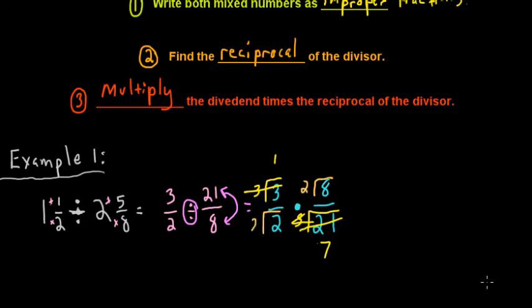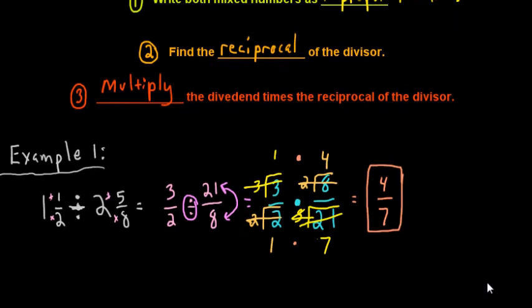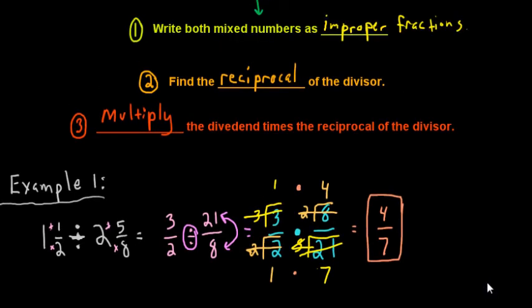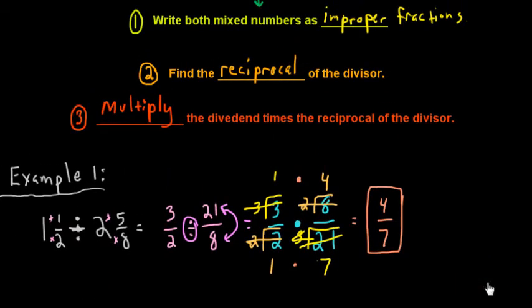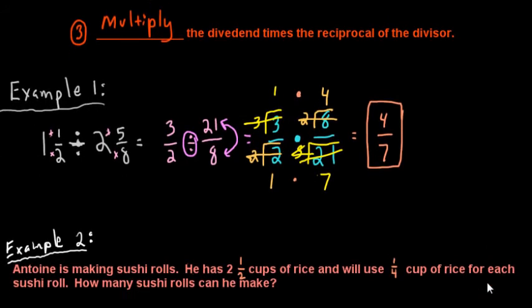And these two share a common factor of 2 because they're both even. So 2 divided by 2 is 1, and 8 divided by 2 is 4. So now I'm going to multiply. 1 times 4 is 4, and 1 times 7 is 7. So I get 4/7. So there you go. All the steps. So example 2. There we go.